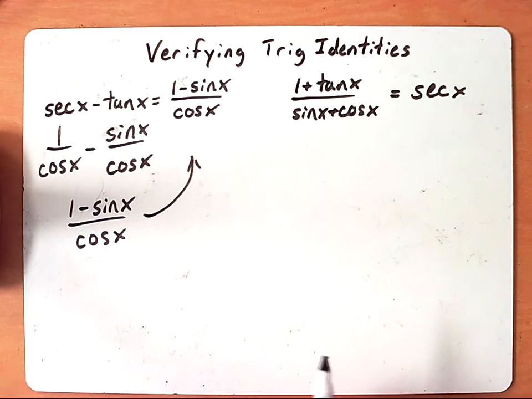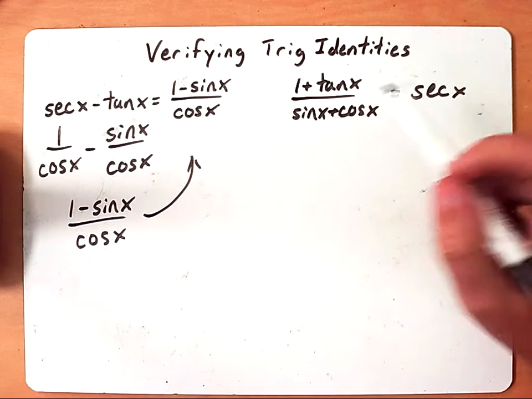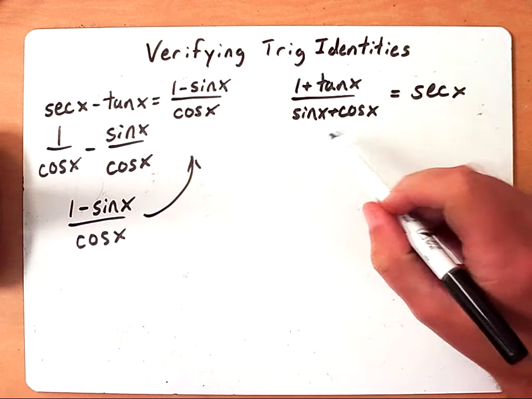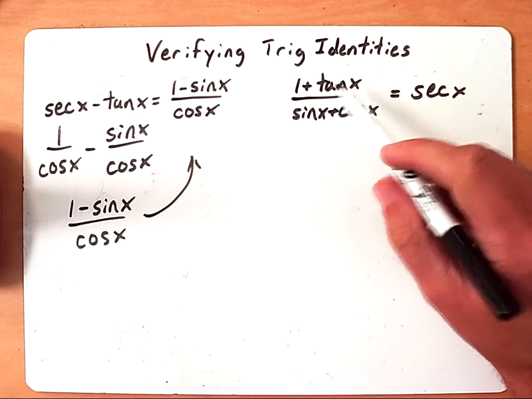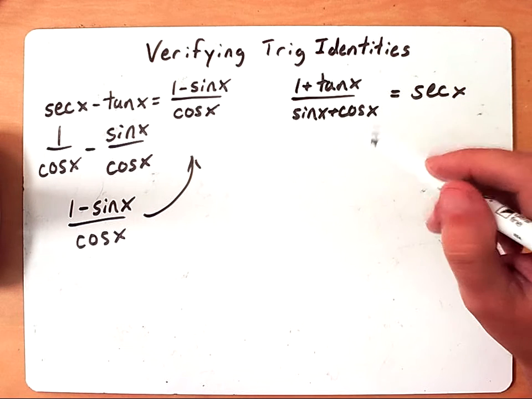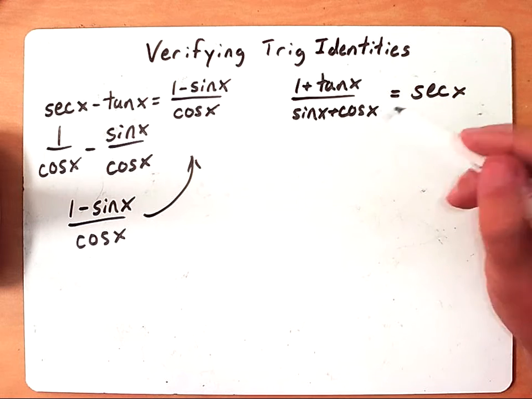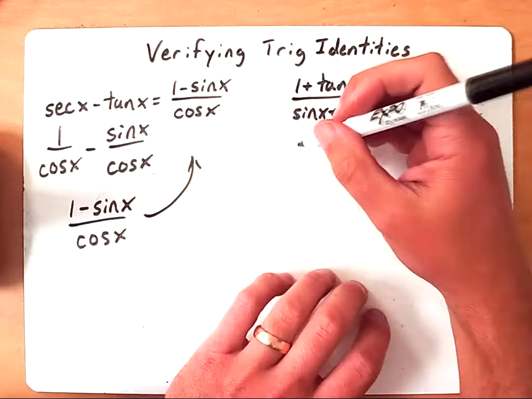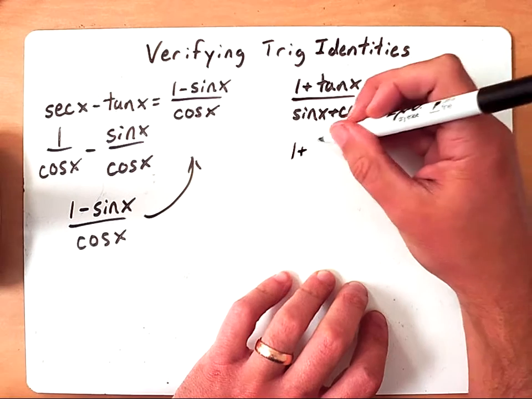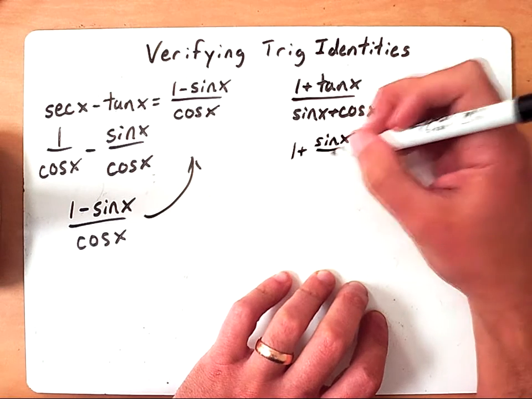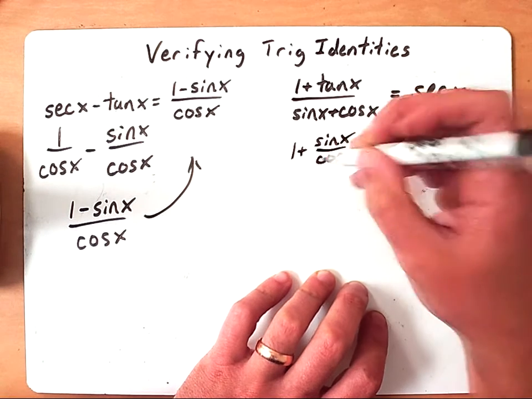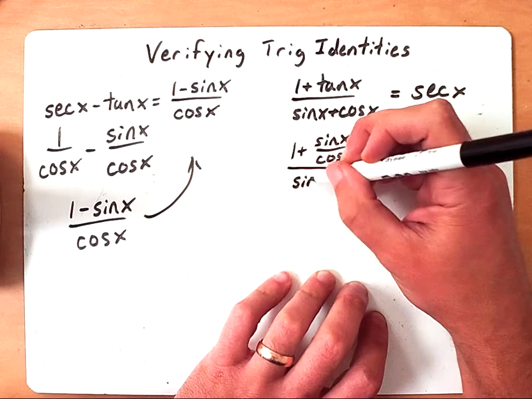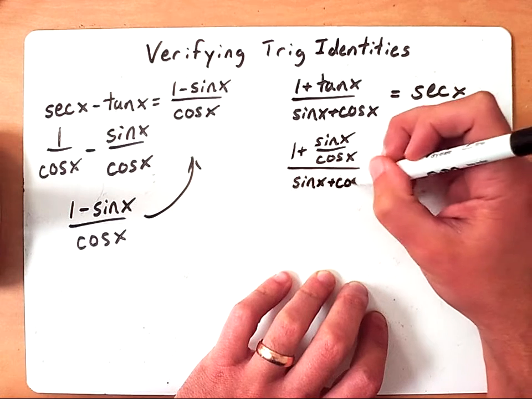All right. The next one will up the difficulty slightly. So clearly the left side is going to be the more difficult of the two here. I have sine and cosine on the bottom. The only thing really on top I can do is this tangent. I'm going to turn it into a quotient identity, use sine over cosine, and then see where I can go from there. So that would be 1 plus sine of x over cosine of x over sine of x plus cosine of x.